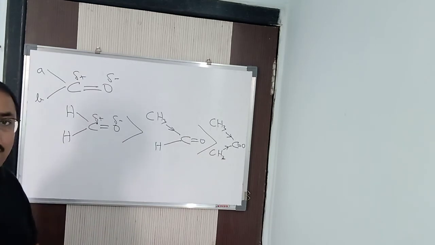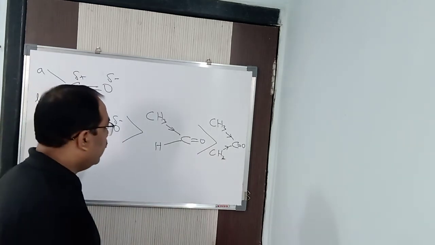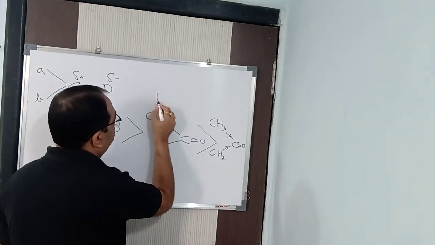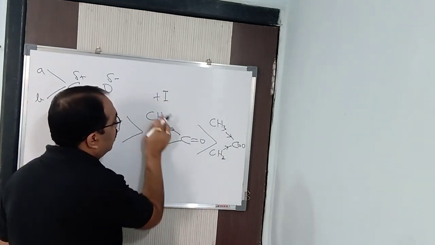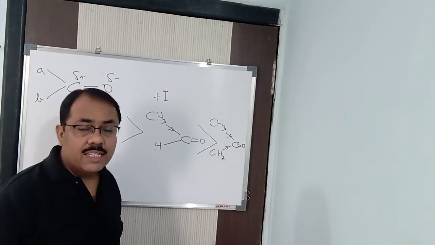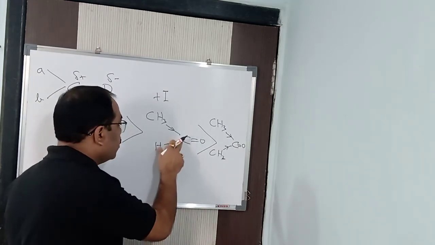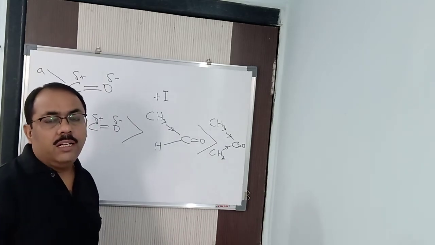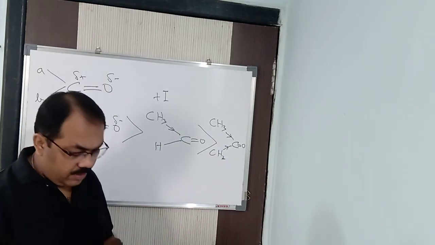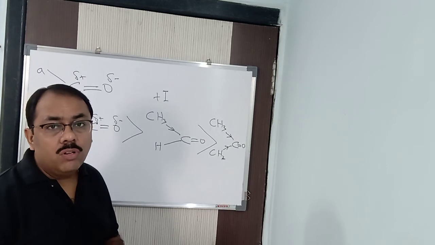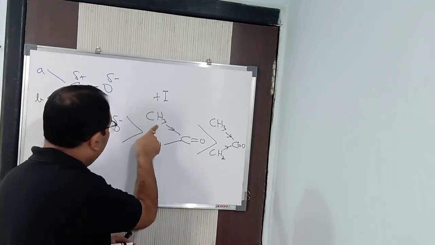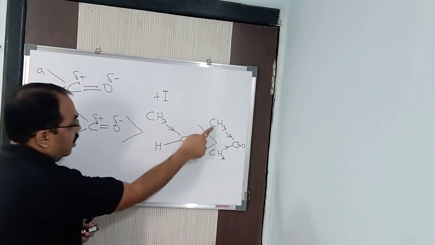You have also read in class 11 that the CH3 group is an electron donor group, which means it has a plus I effect. As the I effect increases, the electropositive character of the carbonyl carbon decreases, and due to this decrease, the reactivity also decreases. Here there is no I effect, here is one I effect, and here two are there.